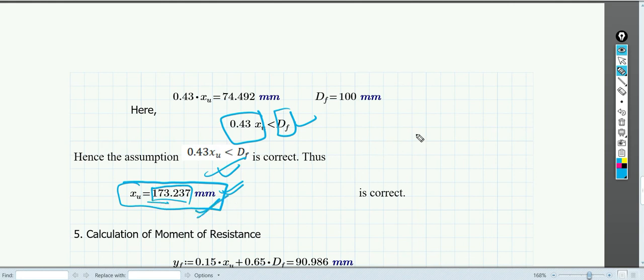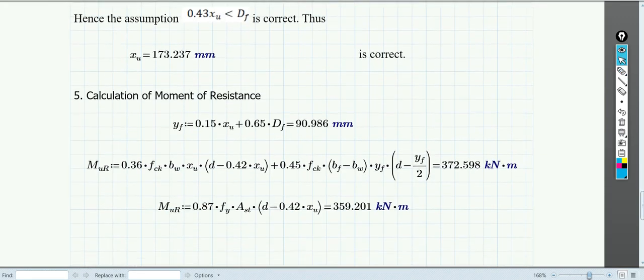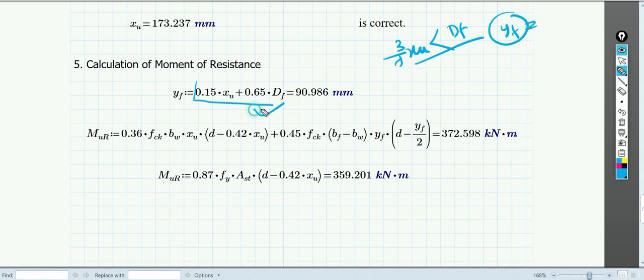Okay. Now our objective of the problem is to find out the moment of resistance, that means how much moment it can take. Now we know the depth of Xu, so we can easily find out which equation to be used to find the moment of resistance. Let's see the calculation of the moment of resistance. Let's first find out Yf, because obviously here 3/7 Xu will be less than Df, so in that case Yf should be taken into account. So Yf comes out to be 90.986 mm.